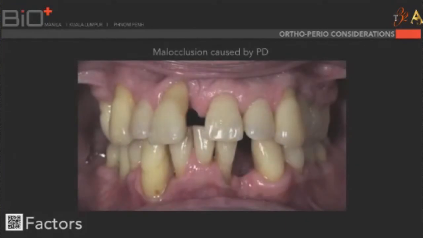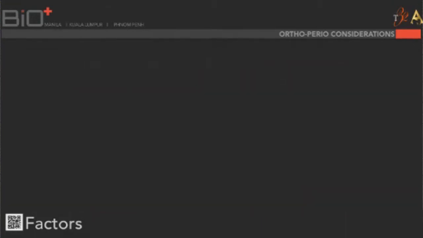So here is a malocclusion caused by periodontal disease. As you see, there's periodontal disease going on. It could have started in a less severe situation, but because of the aggressive nature of this periodontal disease, loss of the supporting structure basically made the teeth go in different directions, right? So this is a malocclusion, again, caused by periodontal disease.